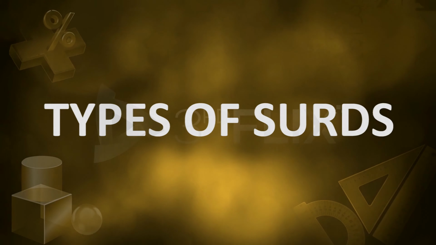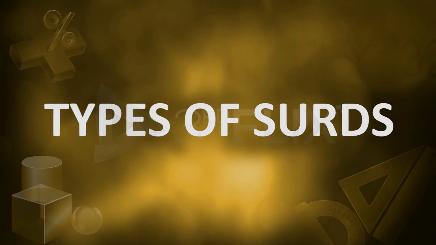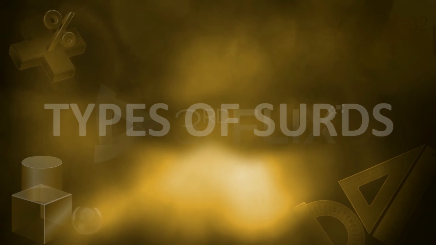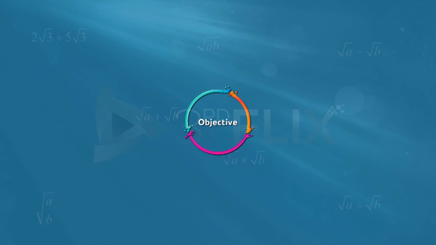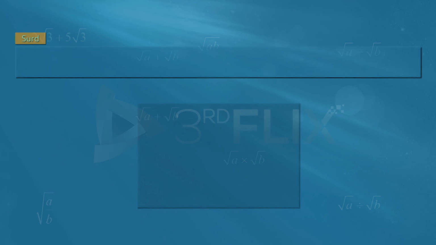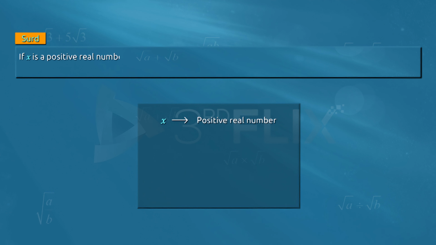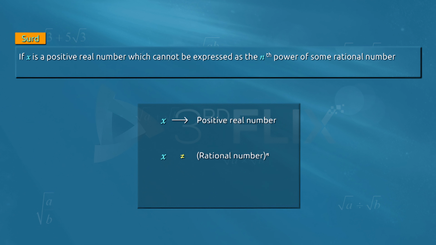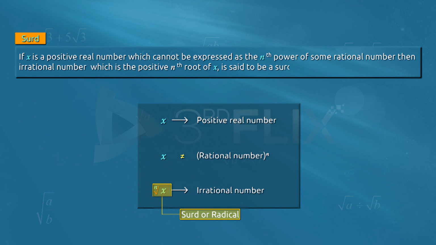Types of surds. Objective. Types of surds. If x is a positive real number which cannot be expressed as the nth power of some rational number, then the irrational number which is the positive nth root of x is said to be a surd or a radical. Let's learn types of surds.